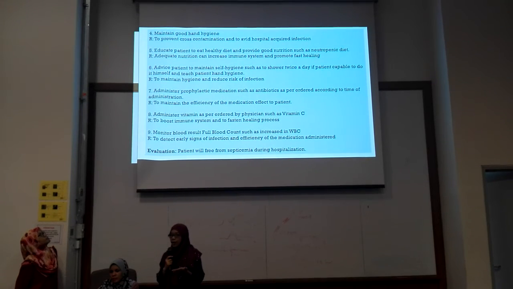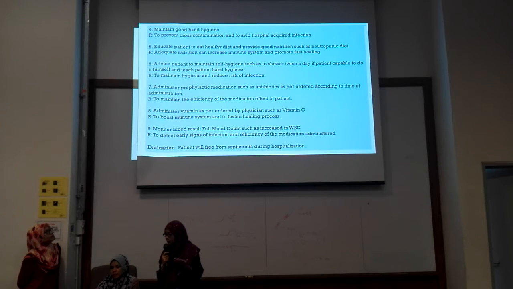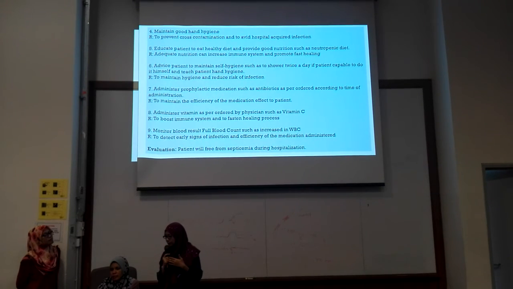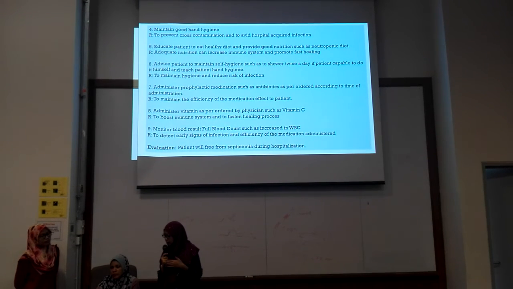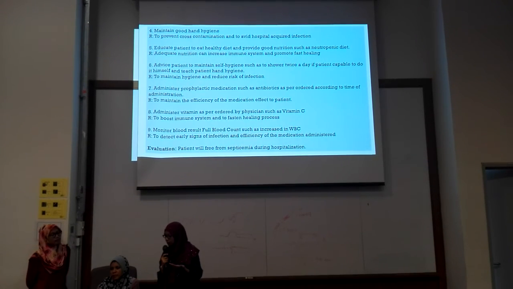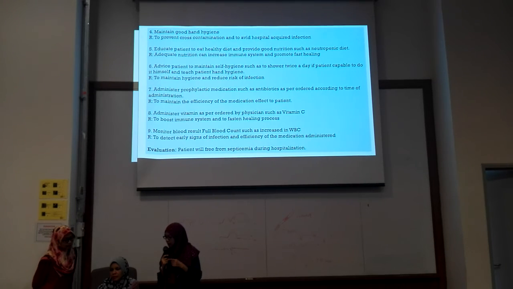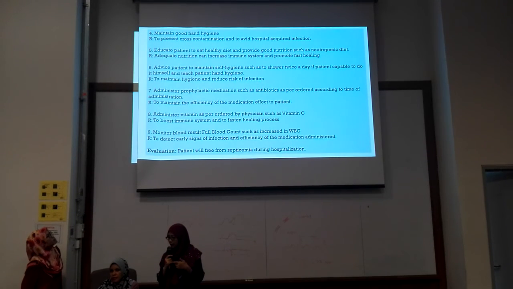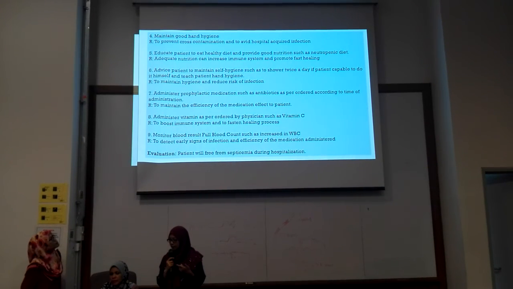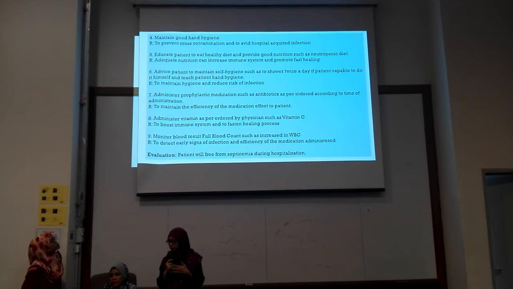Fourth, maintain good hand hygiene. Educate patient to eat a healthy diet and provide good nutrition such as neutropenic diet. Advise patient to maintain self-hygiene, such as showering twice a day if the patient is capable of doing it himself, and teach patient hand hygiene. Number 7, administer prophylactic medication such as antibiotics as ordered, according to time of administration. Number 8, administer vitamins as ordered by physicians, such as vitamin C, to boost immune system and hasten healing process.